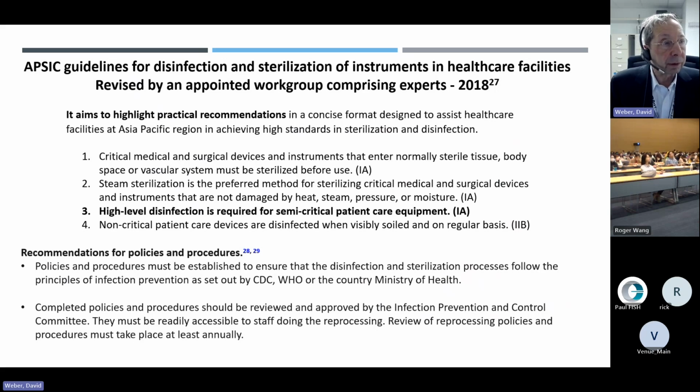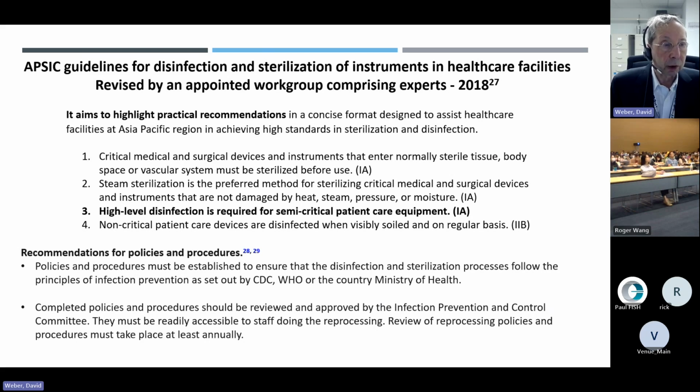APSIC, the Asia Pacific Society for Infection Control Guideline for Disinfection and Sterilization of Instruments in Healthcare Facilities, was revised by an appointed work group comprising experts in just 2018, not too long ago. It aimed to highlight practical recommendations in a concise format designed to assist healthcare facilities in the Asia Pacific region in achieving high standards in sterilization and disinfection.